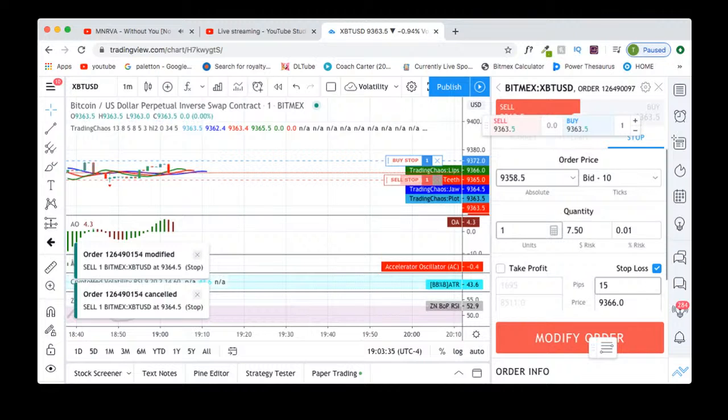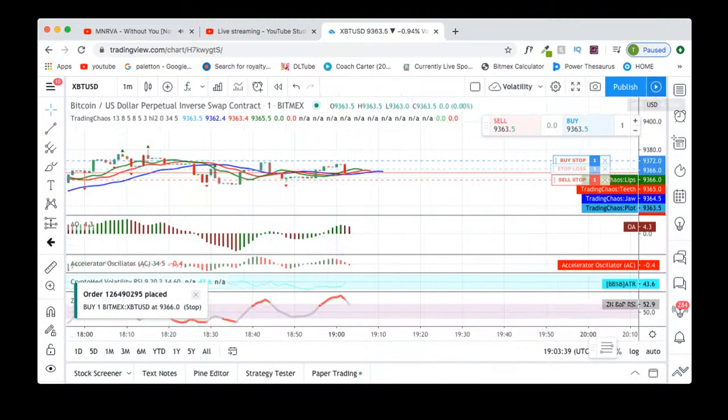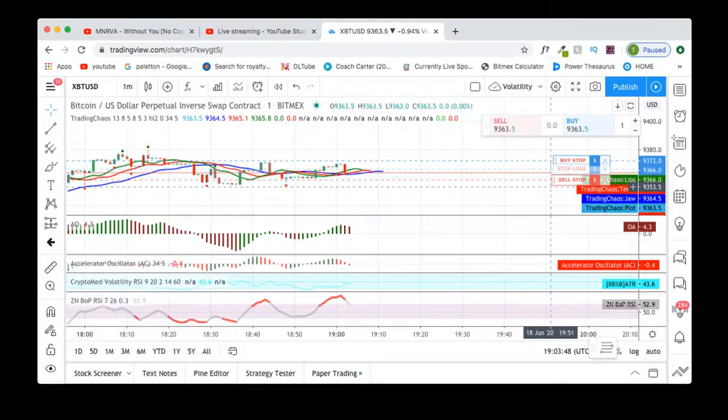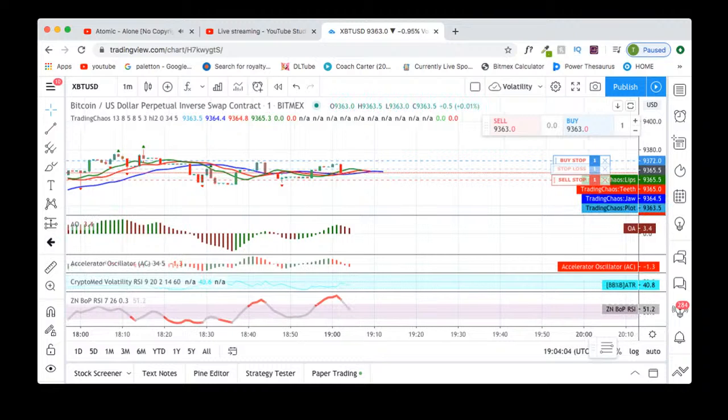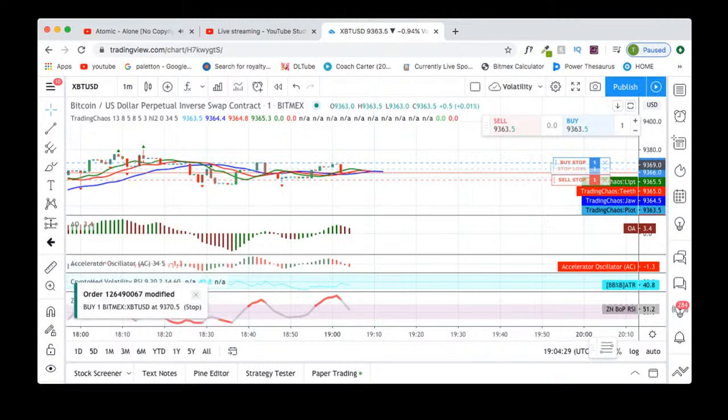So it's heading down. Let's set a stop loss on our sell signal. Just move the buy signal down, buy stop down to this fractal here.